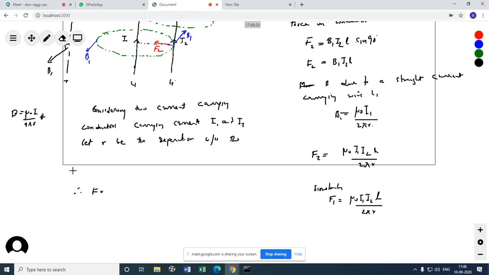Therefore, generalizing it, F is equal to mu naught I1 I2 L by 2 pi r. What is this? This is the force between two parallel current carrying wires.